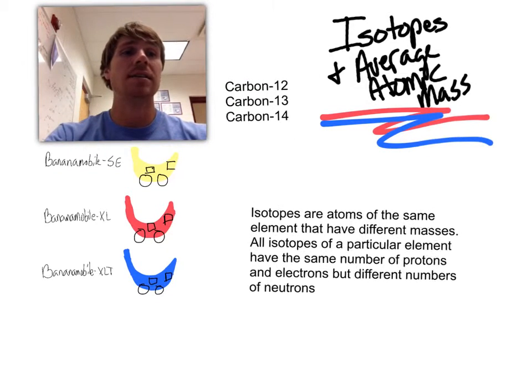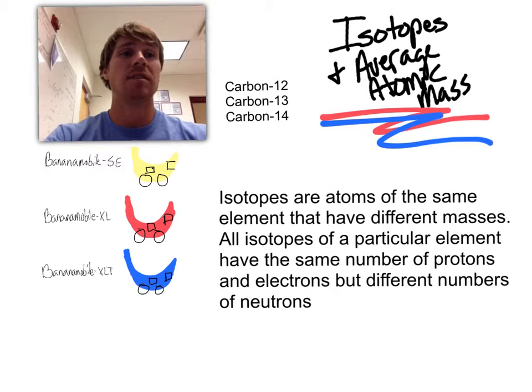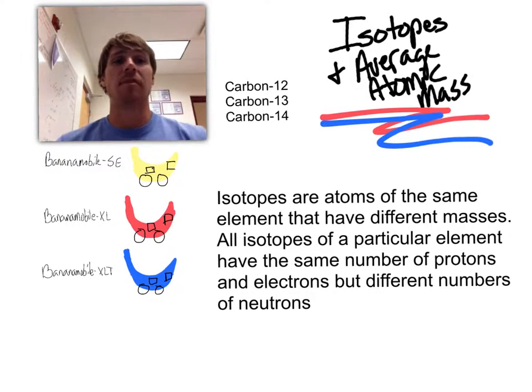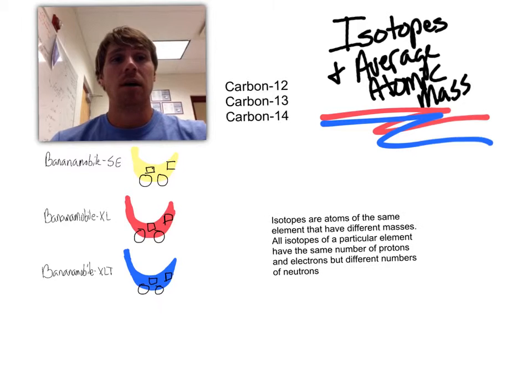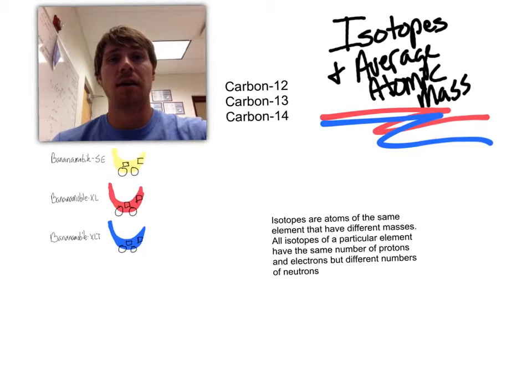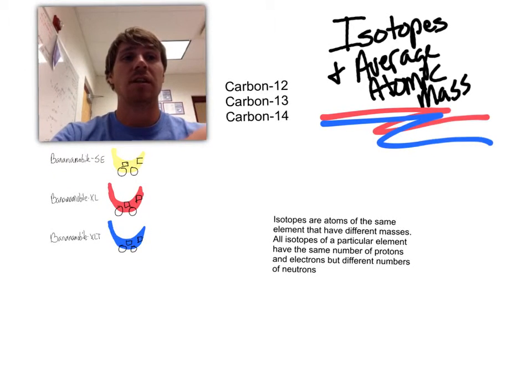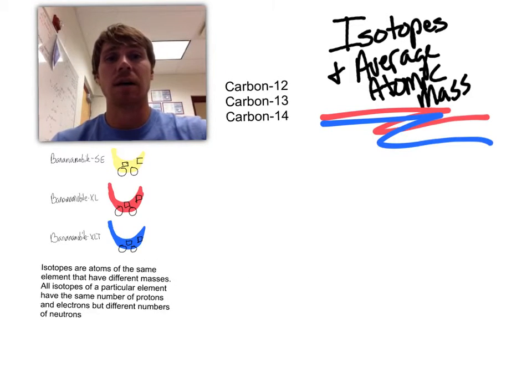An isotope is atoms of the same element that have different masses. All isotopes of a particular element have the exact same number of protons and electrons, but they have different numbers of neutrons. Now, I'm going to move this over here. You can pause this and look at it a little bit more. I'm just going to get it out of the way and show you an example of what I'm talking about.